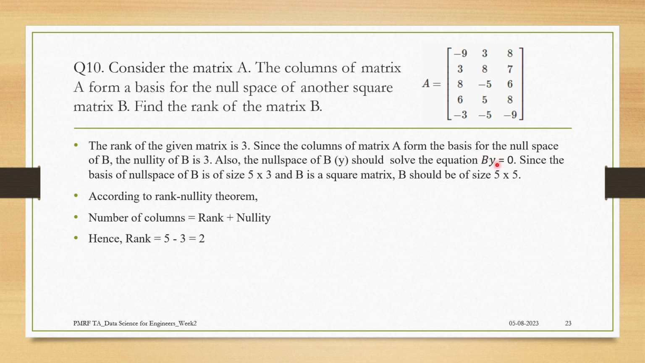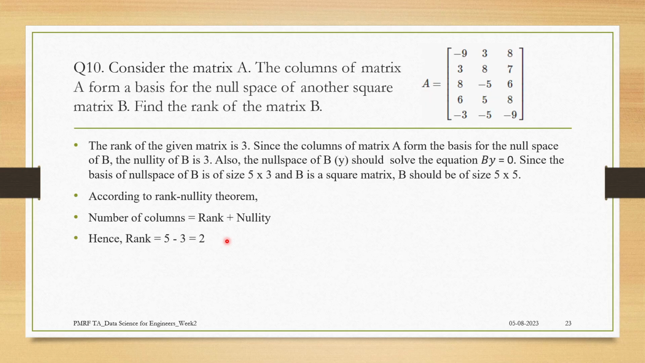That should be solved in the null space. Okay, so since the basis of null space is of size 5 cross 3 and B is a square matrix, B should be having a size 5 cross 5, right? And according to the rank nullity theorem, B is a square matrix, so it will be having 5 columns, and nullity we saw as 3, so rank will be 5 minus 3 equal to 2.